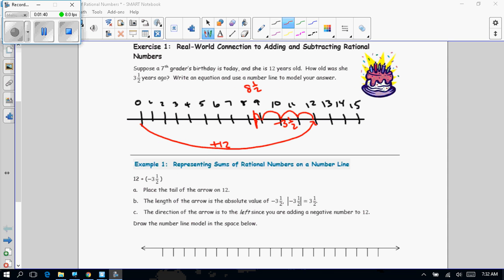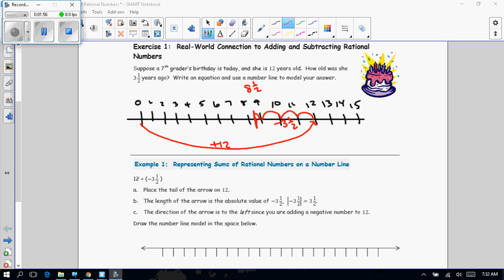All right, so here is my answer. I had my big loop all the way out to 12. I had plus 12 there, and then I just bunny hopped my way back 3, and then I did half a bunny hop, and it puts me right between 8 and 9, so that's 8.5. So she was 8.5 years old.